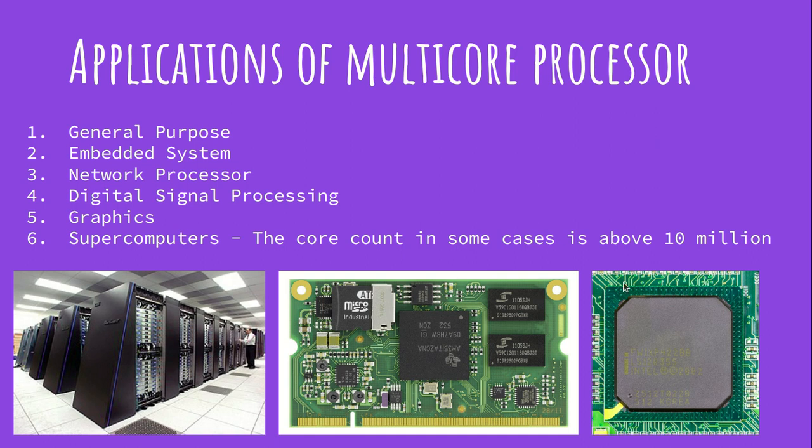Digital signal processing and graphics too make use of multi-core processors. Supercomputers are also computers that make use of multi-core processors. You can find the photo of a supercomputer on the left. The core count in some supercomputers exceeds 10 million.